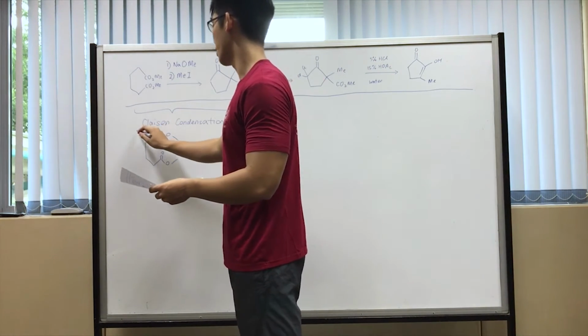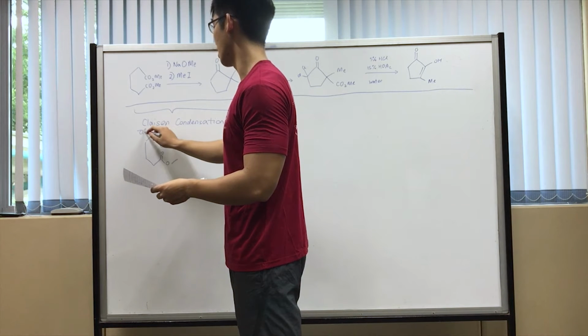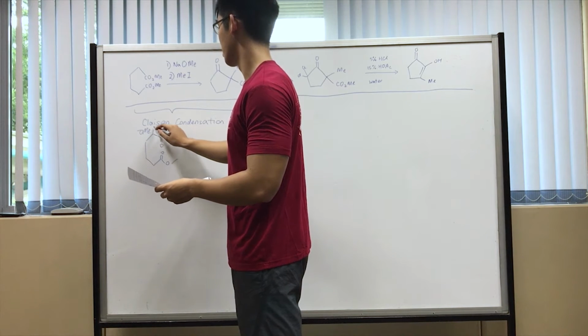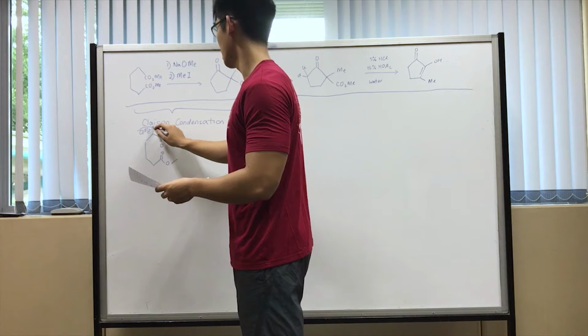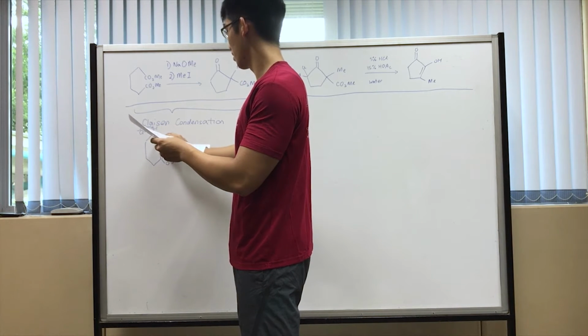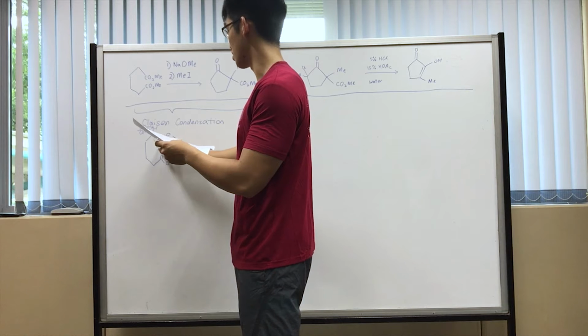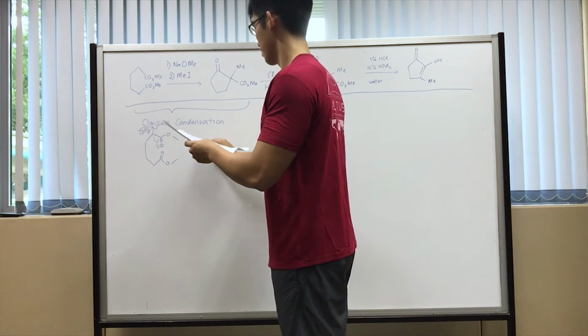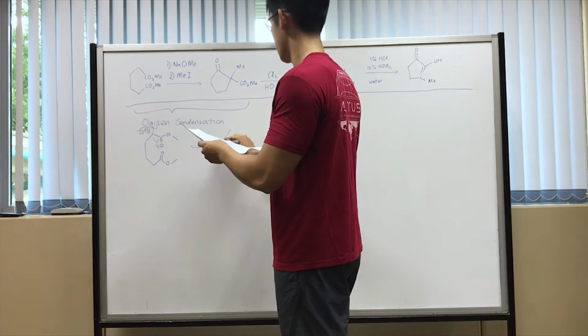So we first start off by taking our base and deprotonating the alpha carbon on our carbonyl. Removal of the H will cause the double bond to form and the electrons to go to the oxygen. Afterwards, we'll end up with this structure, our enolate ion.